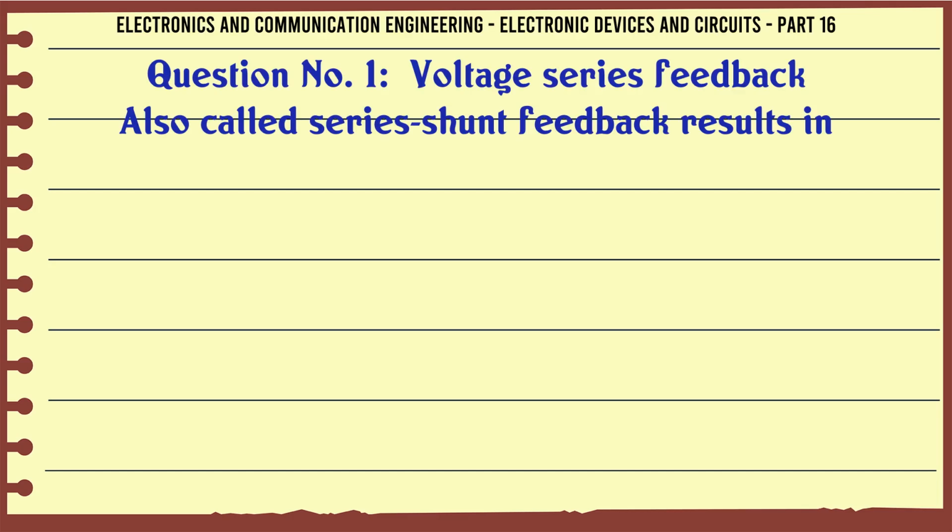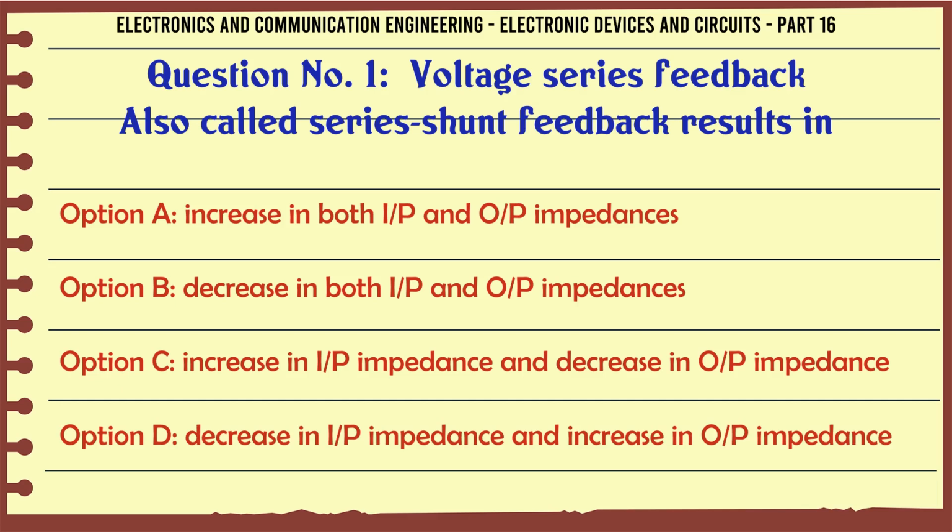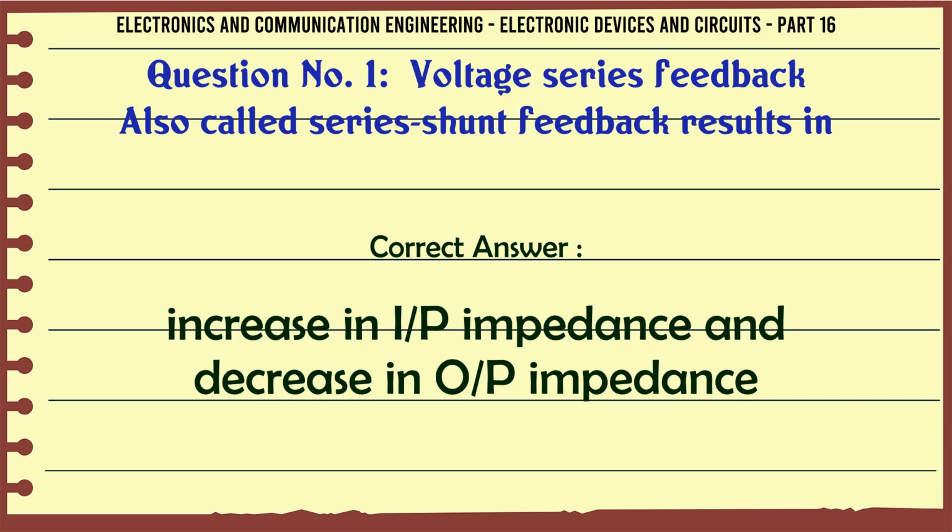Voltage series feedback, also called series shunt feedback, results in: A. Increase in both IP and OP impedances. B. Decrease in both IP and OP impedances. C. Increase in IP impedance and decrease in OP impedance. D. Decrease in IP impedance and increase in OP impedance. The correct answer is increase in IP impedance and decrease in OP impedance.